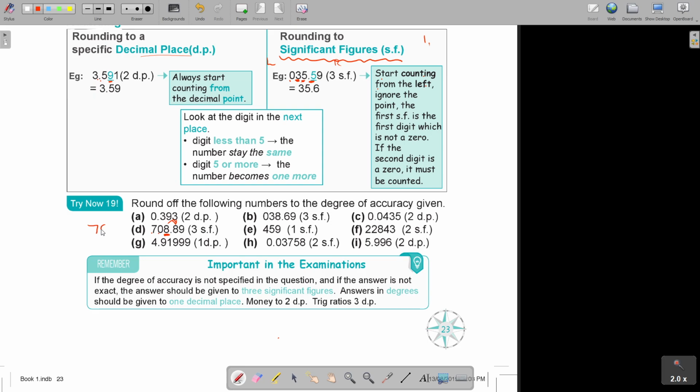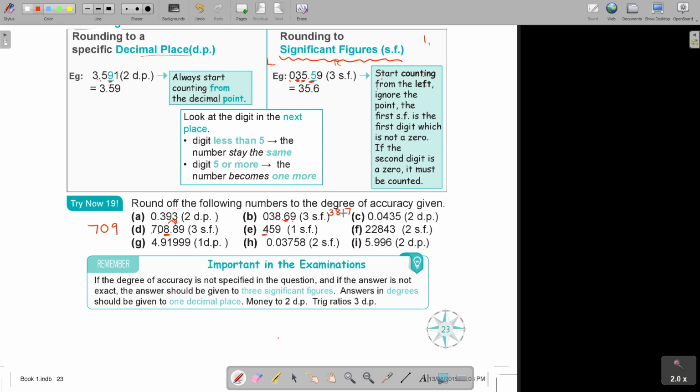So it will be 709. Okay, you don't have to say 0.00, but sometimes you have. That's fine. I don't count those. They say 3. 1, 2, 3. I look at the next one, it's a 9. So this is 38.7.